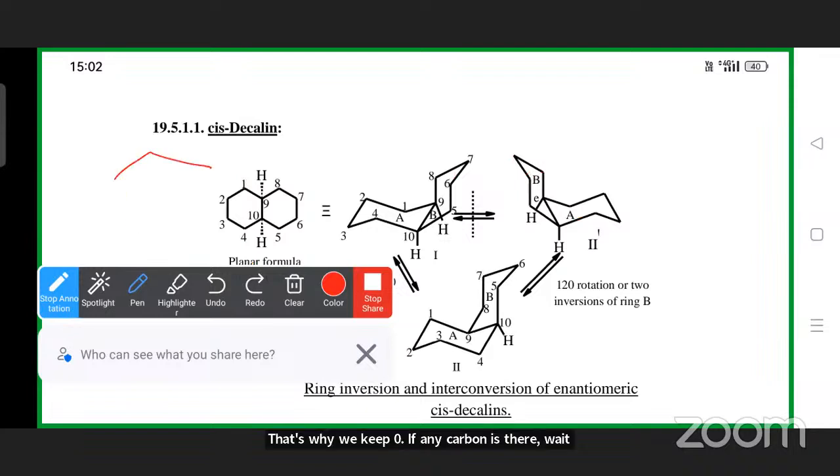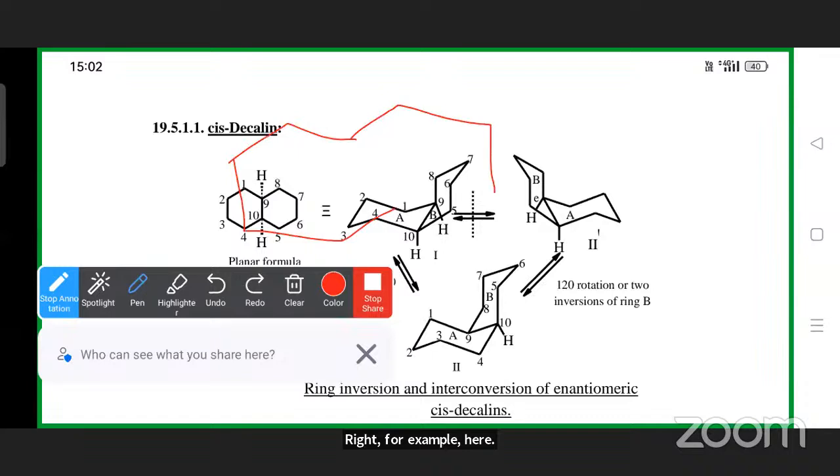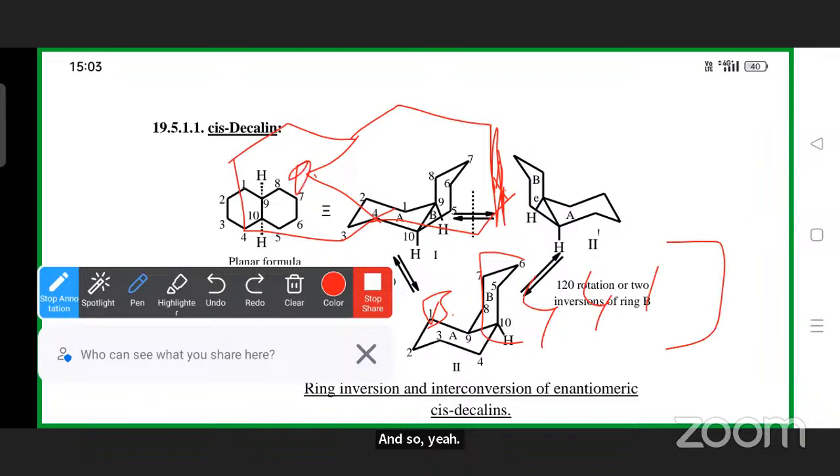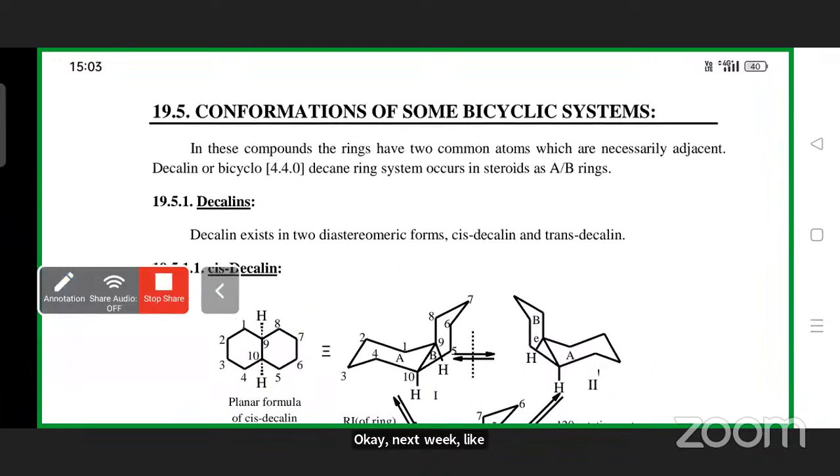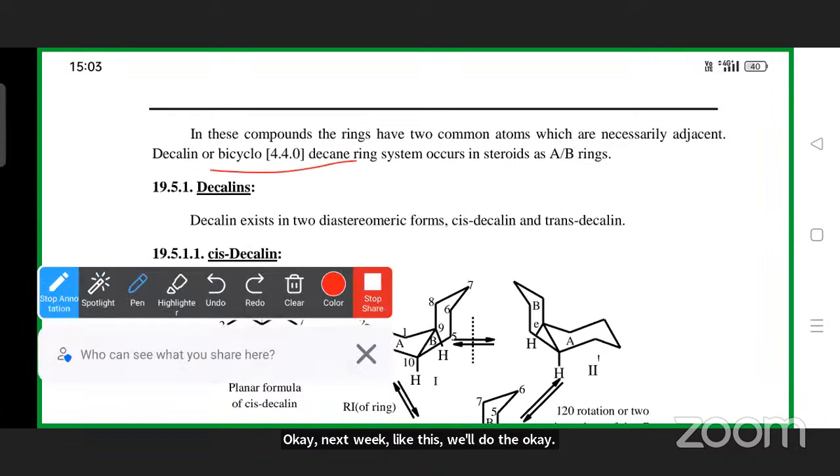If any carbon is there, for example here, the nomenclature is bicyclo[4.4.1], because one bridge carbon is there. That's how we give the nomenclature for a bicyclic compound. So here it is bicyclo[4.4.0]decane. There are 10 carbons and 2 rings, A and B.